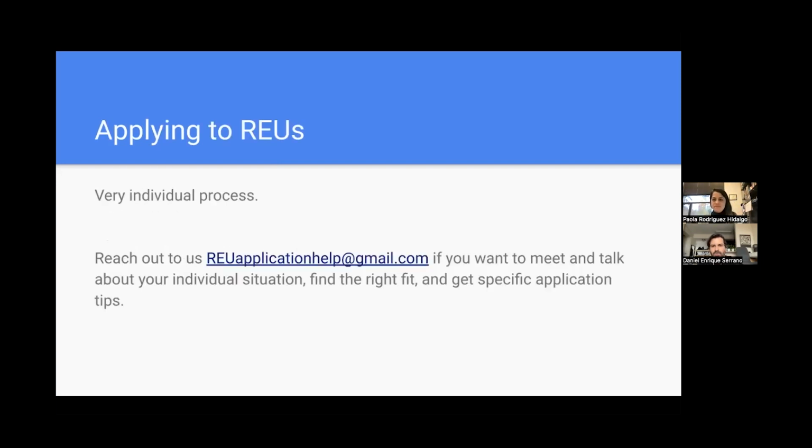Yeah, so the first thing that we want to emphasize is that applying to REUs is very individual. It really depends on what level you are, what skills you have, and most importantly, in some cases, what you're interested in and what your goals are. So because it's so individual, we want to let you know that we're here to help you navigate that process. If you're interested in getting that one-on-one level of interaction for helping you with applying, you can reach out to reuapplicationhelp@gmail.com, and then we will arrange to meet with you.